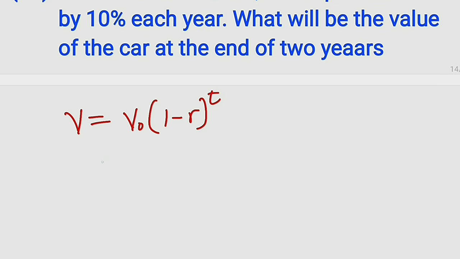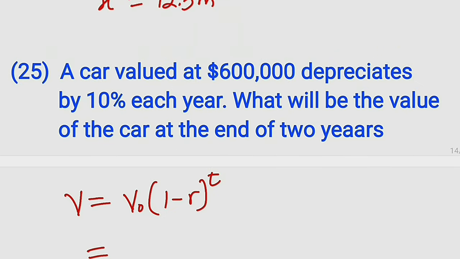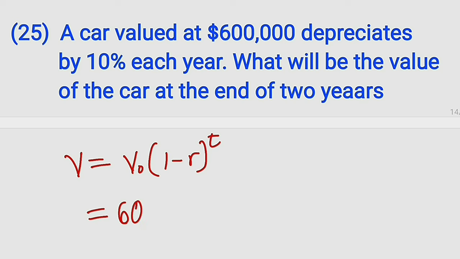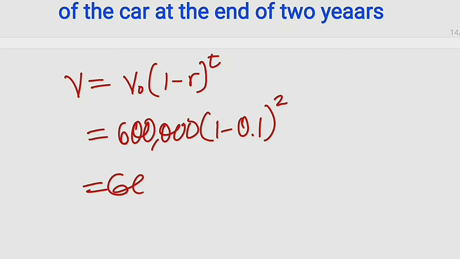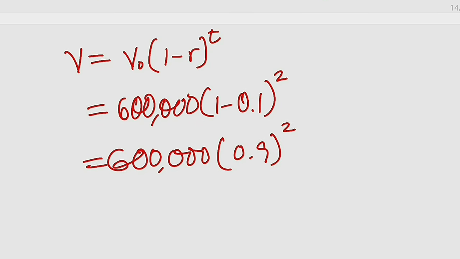of years. So this is equal to, the initial value is 600,000 multiplied by 1 minus the rate, which is 10%, and 10% is the same thing as 0.1. This is to the power of 2 years, right? To the power of 2. This is 600,000. This is 0.9 to the power of 2.